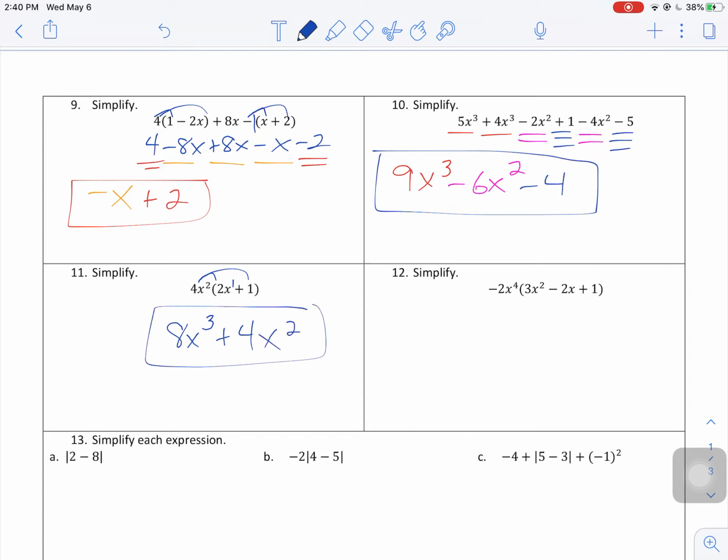Number 12, distribute. Negative 2 times 3 is negative 6. X to the fourth times x squared is x to the sixth, because 4 plus 2 is 6. Then negative 2x to the fourth times negative 2x is positive 4x to the fifth, because remember, there's an invisible 1 as the exponent on the x. Then, negative 2x to the fourth times 1 is negative 2x to the fourth. And then that should be it.